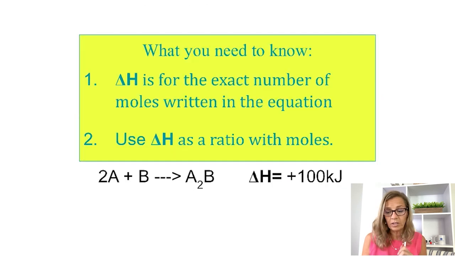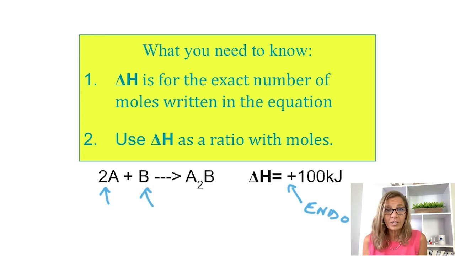Now let me show you how to use these enthalpy changes. This is important. That's why it's in yellow, okay? So the delta H that is written for a reaction is for the number of moles exactly as written. So here's a little fake reaction, and this is endothermic, right? Because it's positive. So I have to put in 100 kilojoules for how much? For exactly 2 moles of A and 1 mole of B. I hope that makes sense. So it's exactly as written.